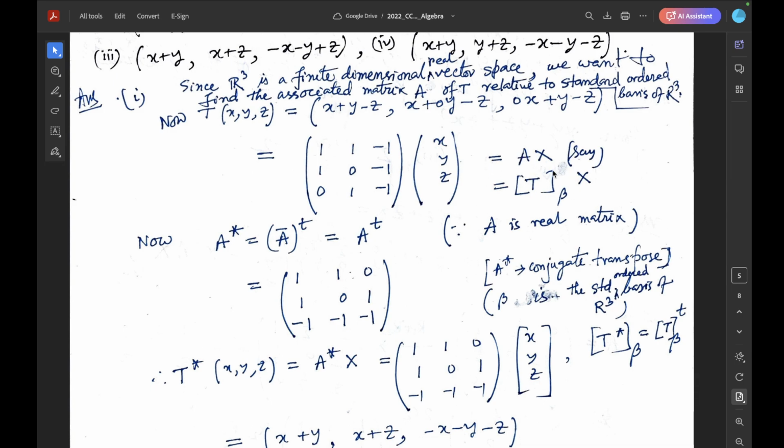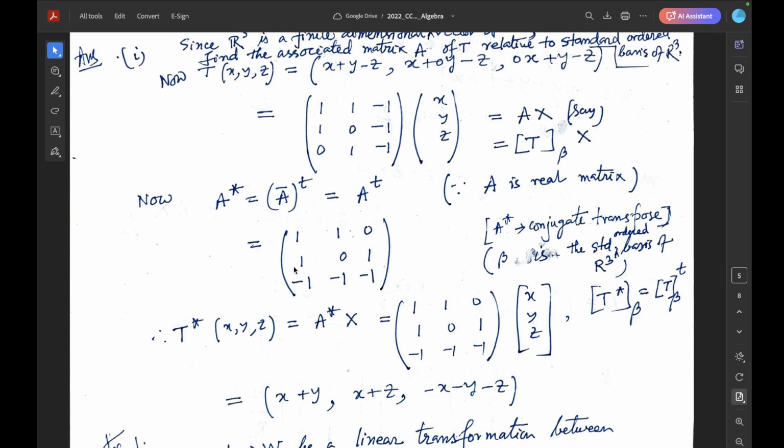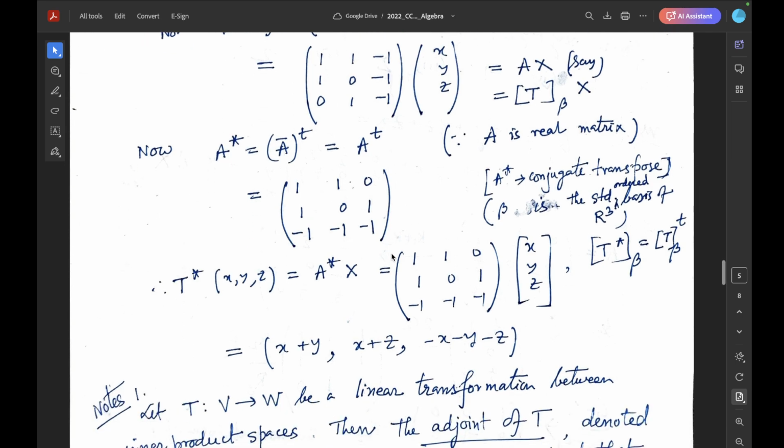So A x, this is the T beta. A is the associated matrix for this T. So we write T relative to the standard ordered basis of R3. Now we know that A star equal to A bar transpose, where A bar is the complex conjugate, whole transpose. This equals A transpose because here A is a real matrix. So this is A transpose, interchange the rows and columns. So this is 1, 1, 0, 1, 0, 1, minus 1, minus 1, minus 1. So T star of x, y, z equal to A star x. This A star applied to x, y, z gives x plus y, x plus z, minus x minus y minus z.